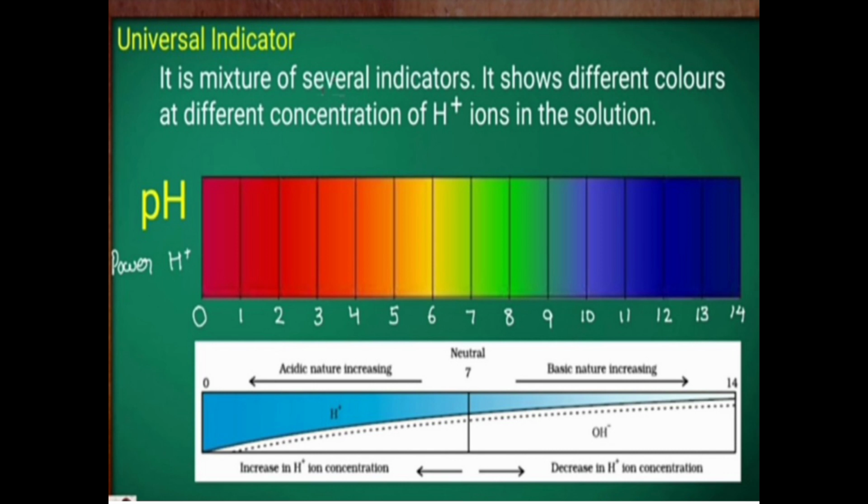Qualitatively we have found out whether it is an acid or a base, but can we quantitatively find the amount of these ions present in the solution, that is, how many H plus ions or how many OH minus ions are exactly present in that solution? Can we judge how strong a given acid or base is?